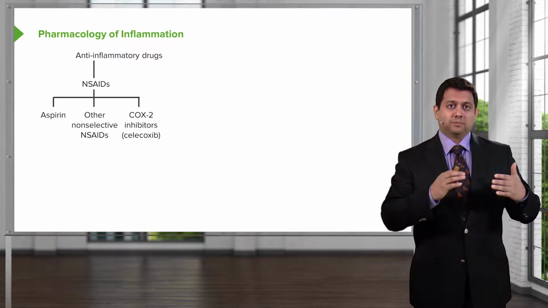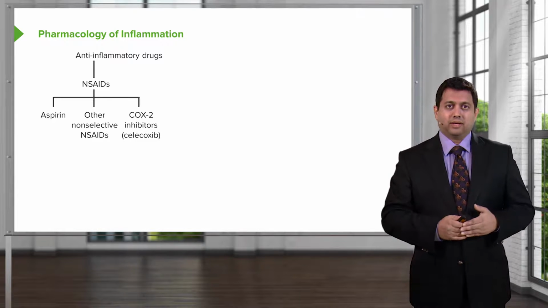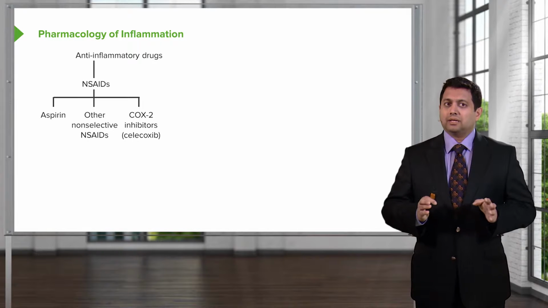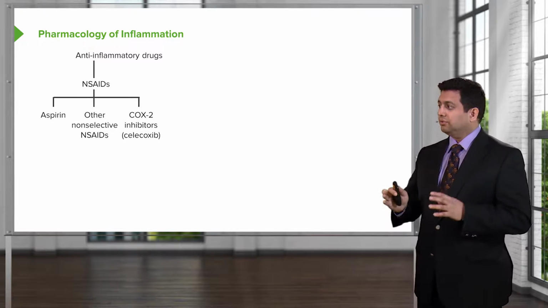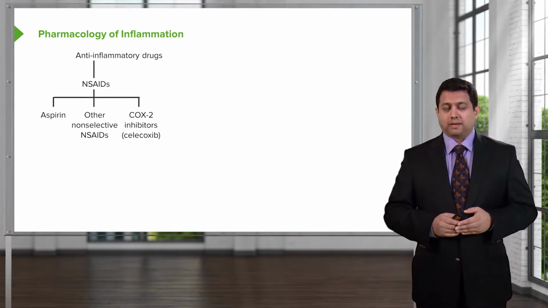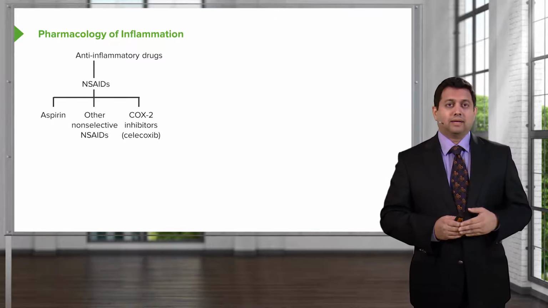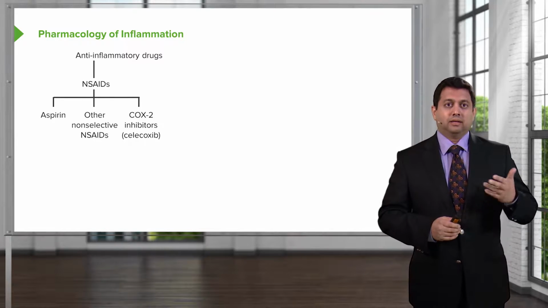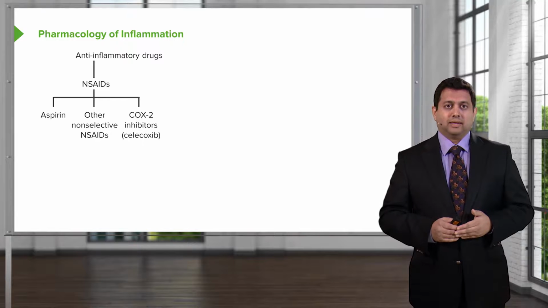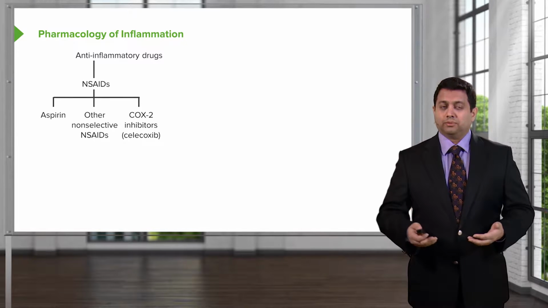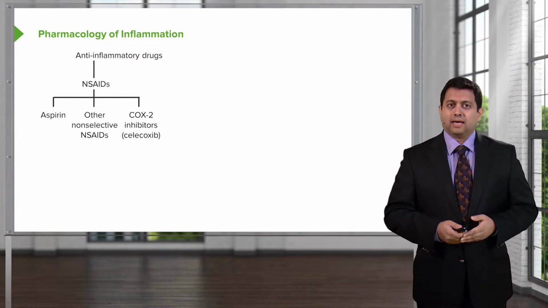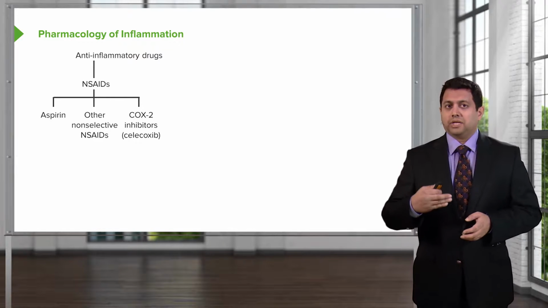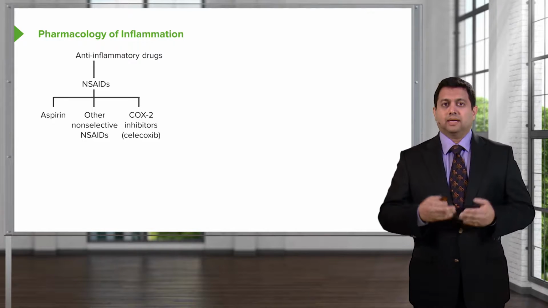Let's move on to a specific group of anti-inflammatory agents called non-steroidal anti-inflammatory agents. So these are a class of drugs that work through the cyclooxygenase pathway. The non-steroidal anti-inflammatory agents can include aspirin. They include other non-selective non-steroidal anti-inflammatory agents like ibuprofen, which is commonly sold as Advil. And we have specific cyclooxygenase type 2 inhibitors like celecoxib.